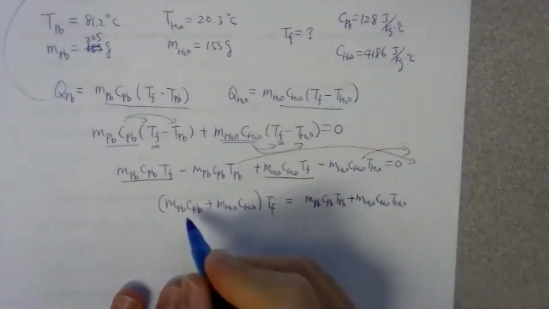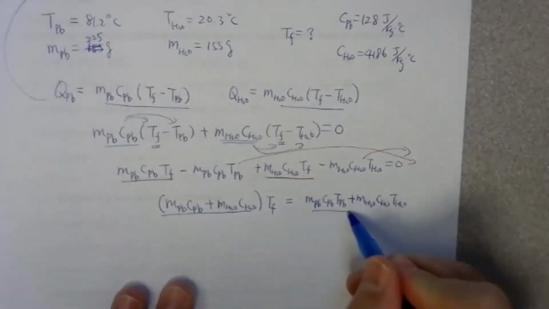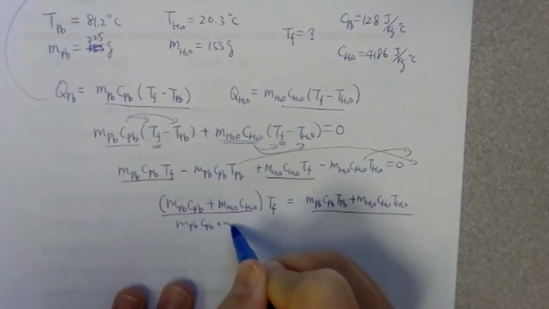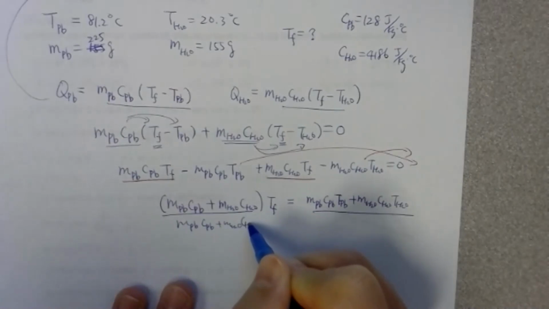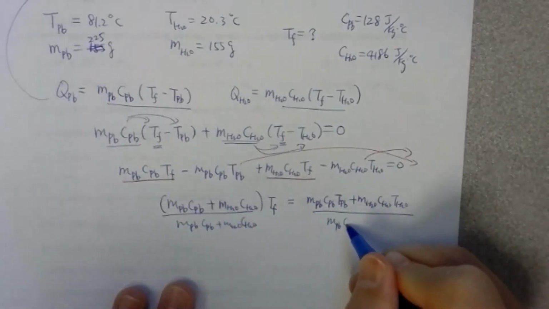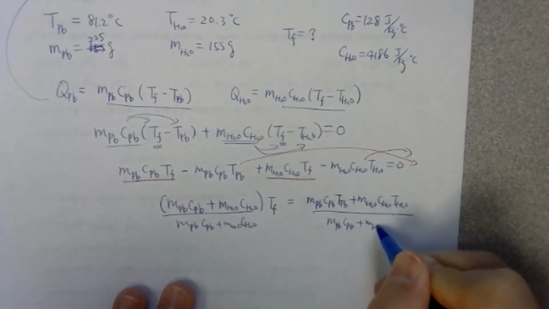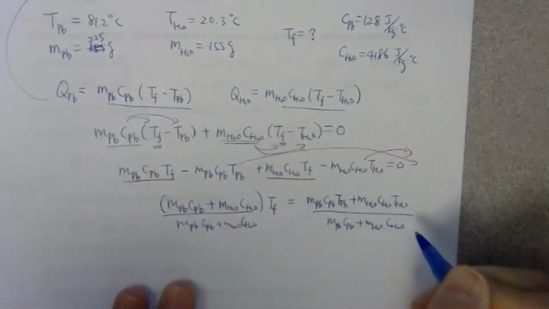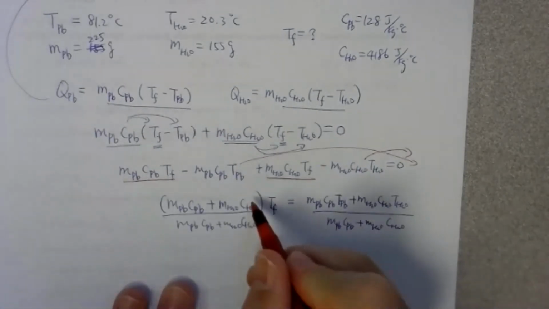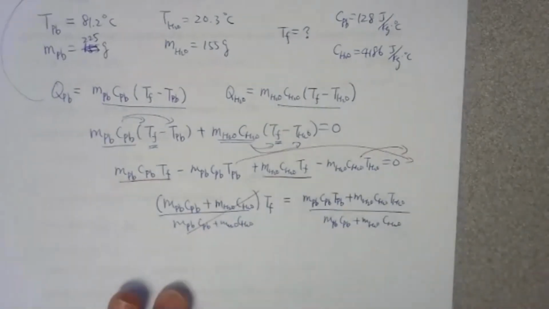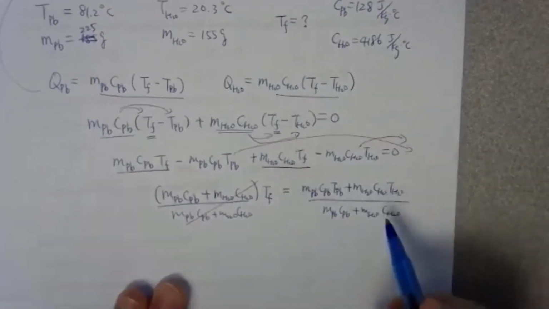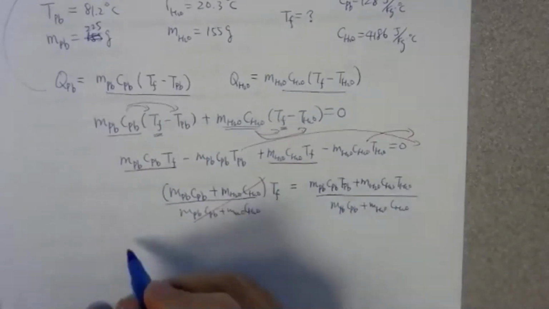Then you'll divide both sides by this, all right? MPB, CPB plus MH2O, CH2O. And that way you get rid of this term in front of TF, okay? Now you can plug in your numbers to solve for your TF, okay?